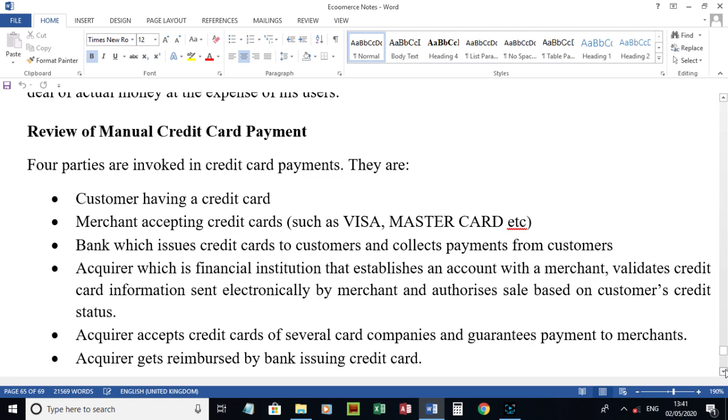What did you do now? What is the amount from the card? The merchant charges the quality on your behalf. Then we need an acquirer, which is a financial institution that establishes an account with a merchant, validates credit card information sent electronically by a merchant, and authorizes the sale based on the customer's credit status.